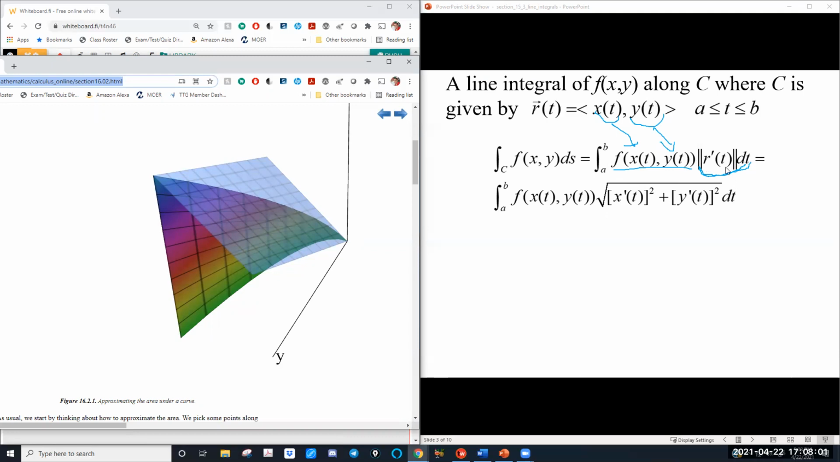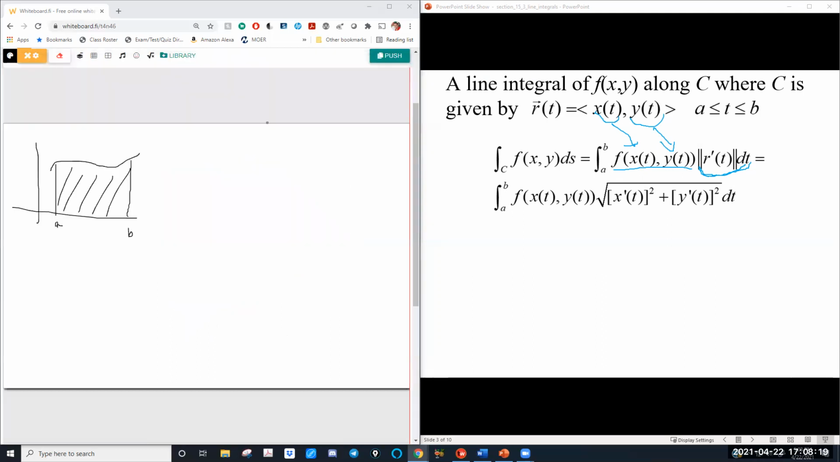Now, what we have is the magnitude of r prime of t dt. This is the magnitude of a vector, something from way back in module 1, the square root of the sum of the squares of the components. That's all that's going on here. So that's what makes up the line integral.